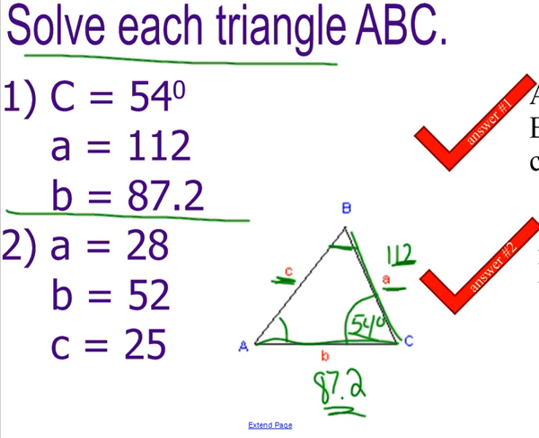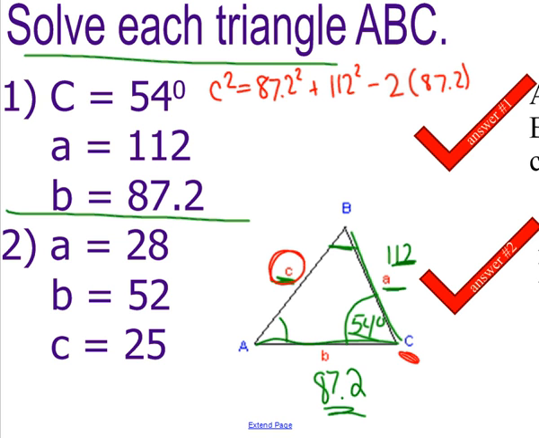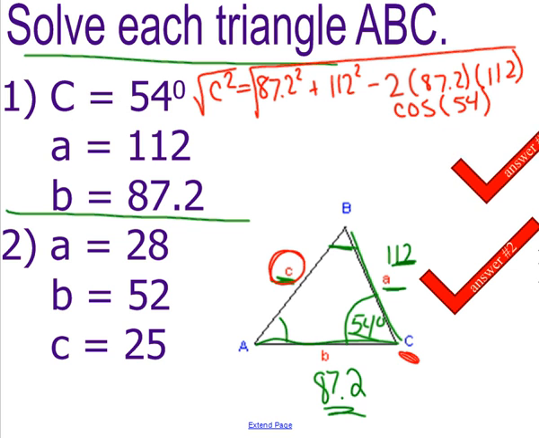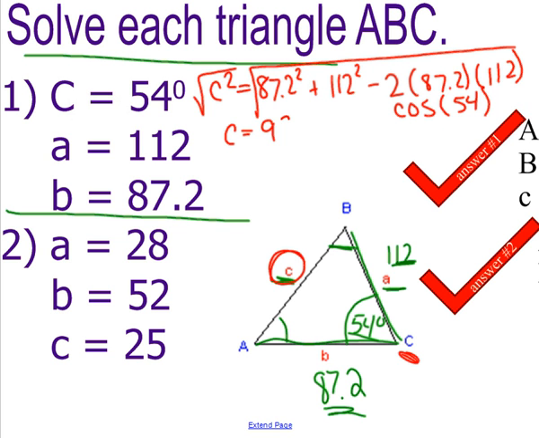So we have to start with law of cosines here. We're given angle C, so we want to set it up for finding side C. C squared is equal to b squared plus a squared minus 2 times a and b, so 87.2, 112, and then times the cosine of the angle that we know, 54 degrees. Okay, so you would calculate all of that, you would take the square root of both sides, and you would get side C should be equal to 93.1. Okay, so this is 93.1 units.